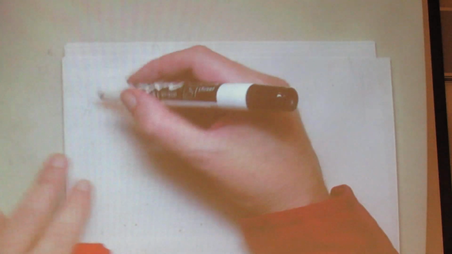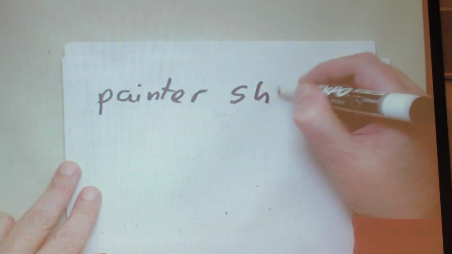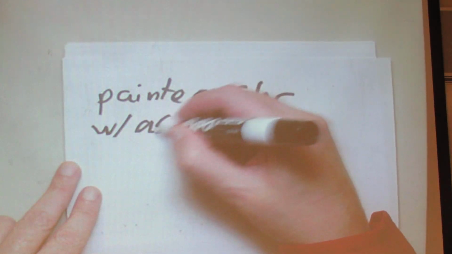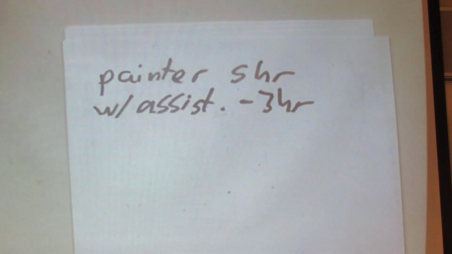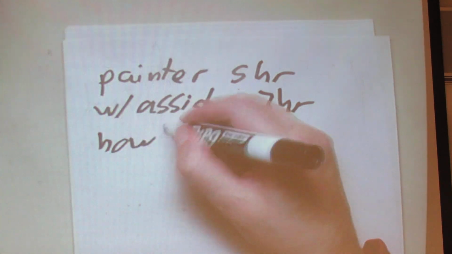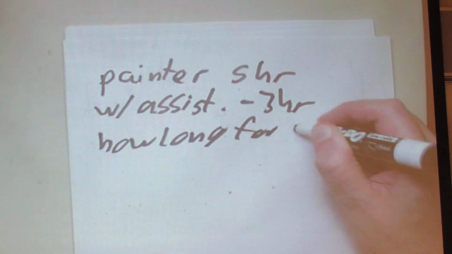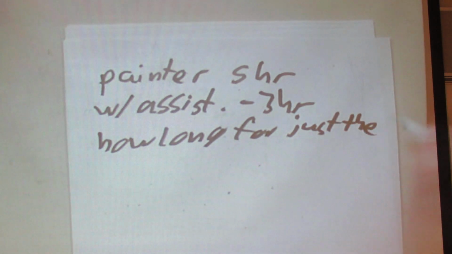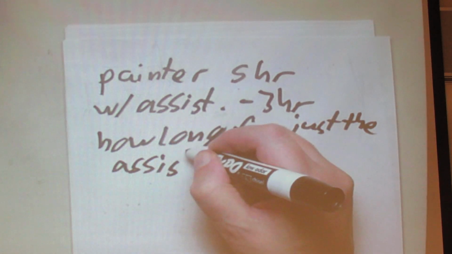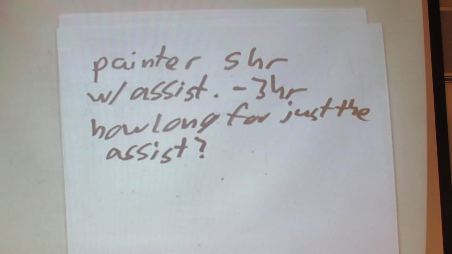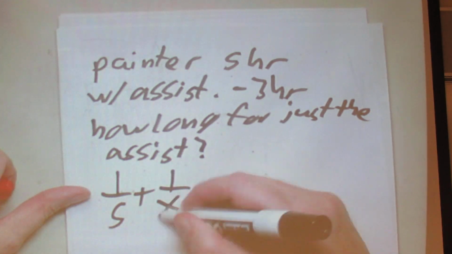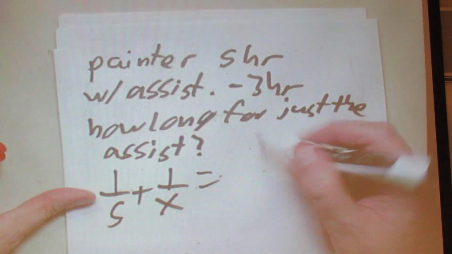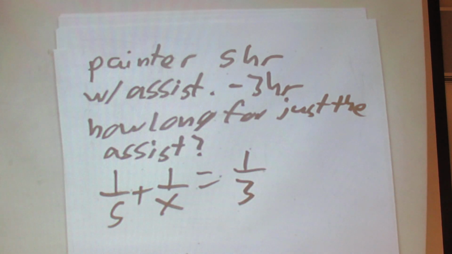Next, we have a painter who can finish in 5 hours. With the assistant, it takes 3 hours. And how long for just the assistant? So we had quite a few of these in the homework, but now we're going to have 1 over 5 plus 1 over x, because we don't know the assistant by itself, but together it's 1 over 3.